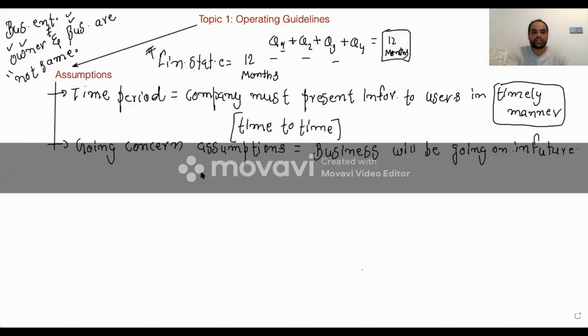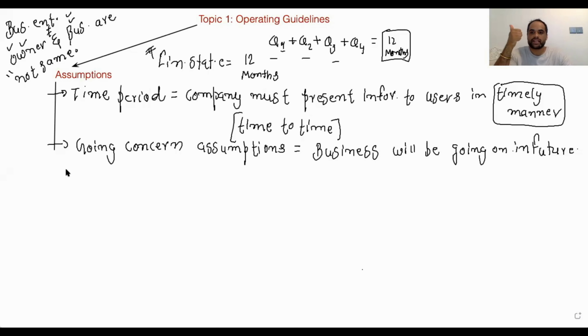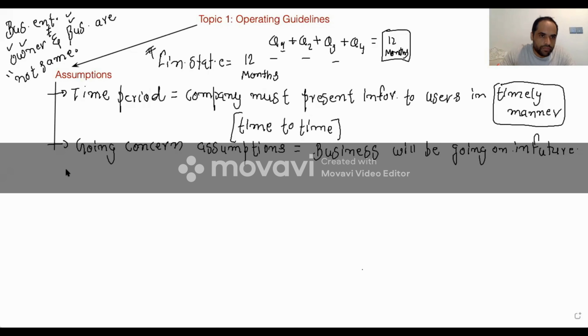Yes. Okay, so assumptions are finished. So we studied 4 types of assumptions: business entity, money measurement, time period, and going concern. All right, so we studied 4 types of assumptions. So now let's move on to the next, which is constraint.